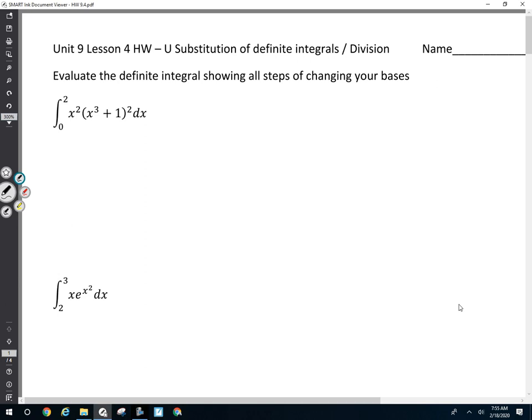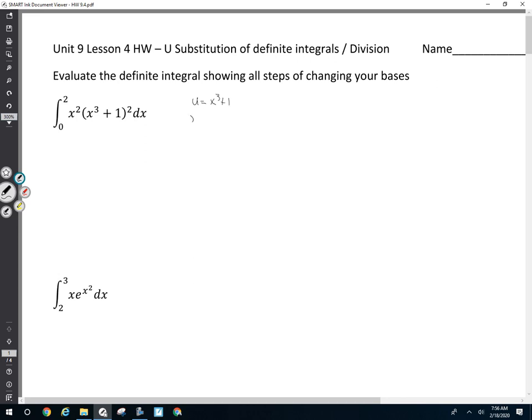All right, last homework of Unit 9. We are finding areas under curves. We're using U-substitution. This is a definite integral, so that means we need to find the area by using the antiderivative. So we've got to take the antiderivative. Part of the process, just like last class, is using U-substitution.